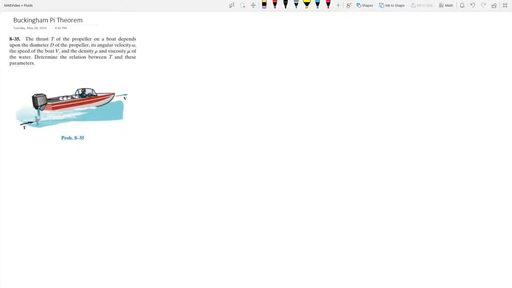Okay, so what I'm going to do here is go through the process of how we solve these kinds of problems. The first thing we do is define the physical parameters. So we're going to specify n, and this is going to be the number of physical variables.